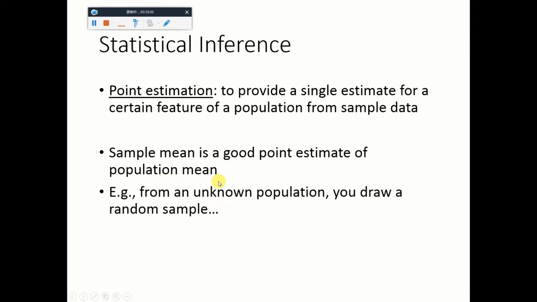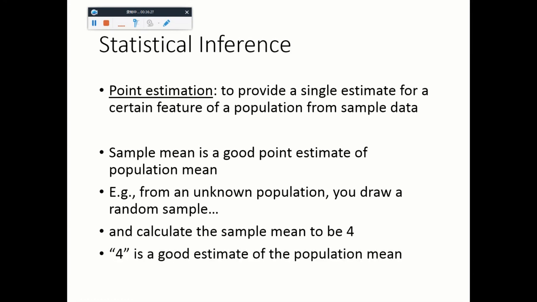Okay, so this conclusion is important because it allows us to say that if we have an unknown population and we draw a random sample from it and calculate the sample mean to be 4, we will have a good amount of confidence in saying that 4 is a good estimate, a good guess, about the population mean, right? So this easy conclusion is actually based on some very extensive and very creative work by professional statisticians.